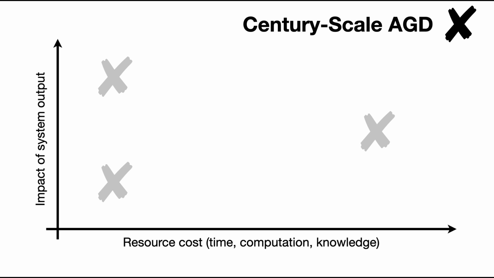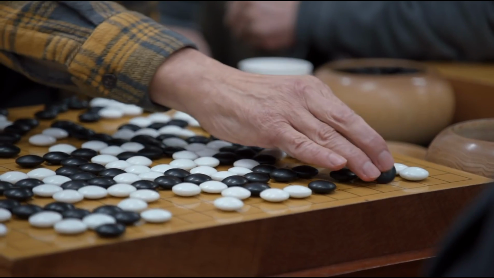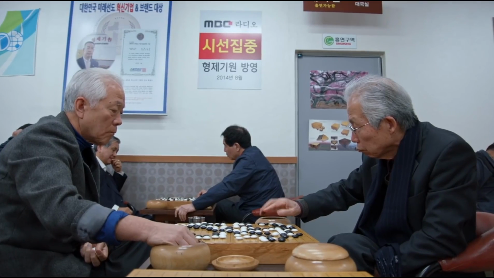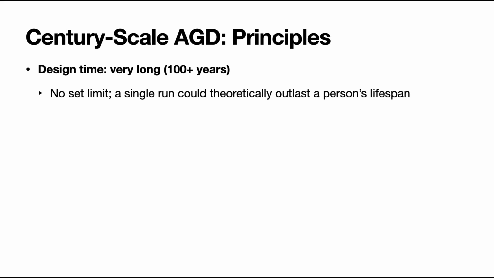So the premise behind a system like this is that it aims to create a single piece of work, but that work is of such immense impact that we would be willing to wait for any length of time and spend any amount of computation to receive it. An AGD system that exists at this spot in our graph is designed to work for decades, if not centuries, on a single game, and this is by design.